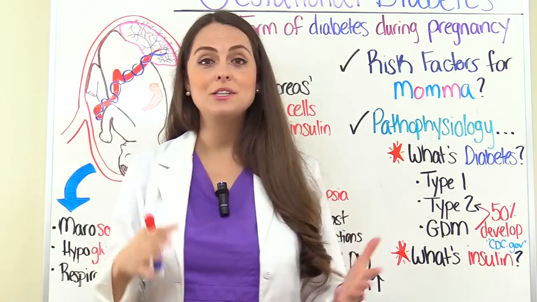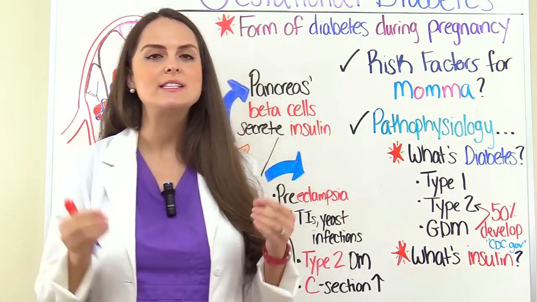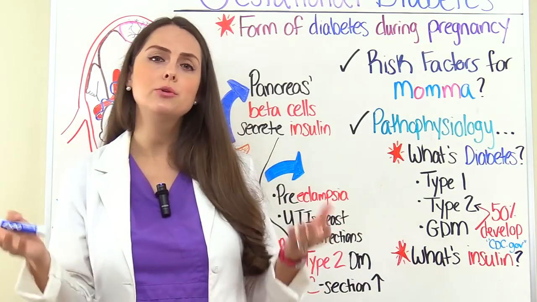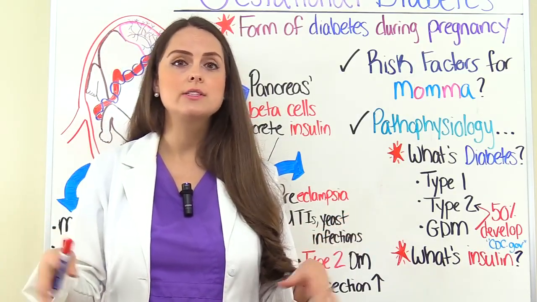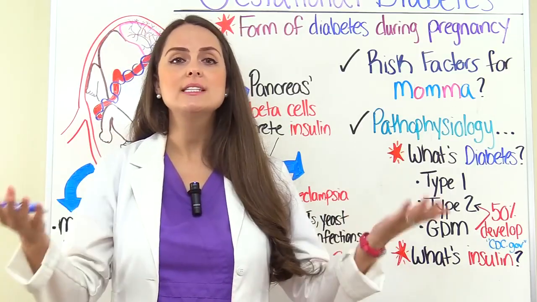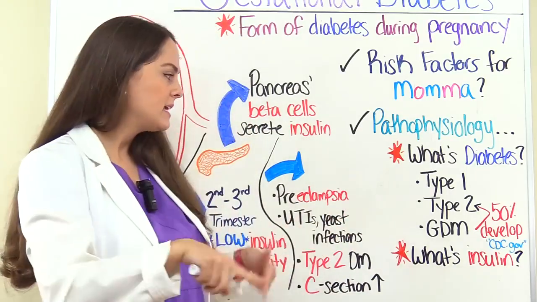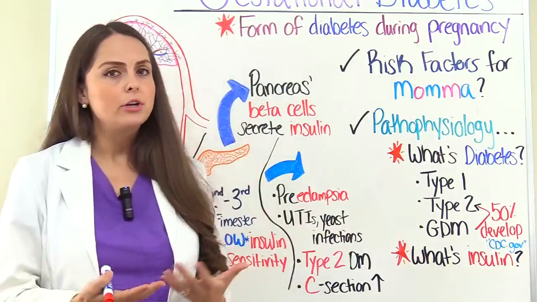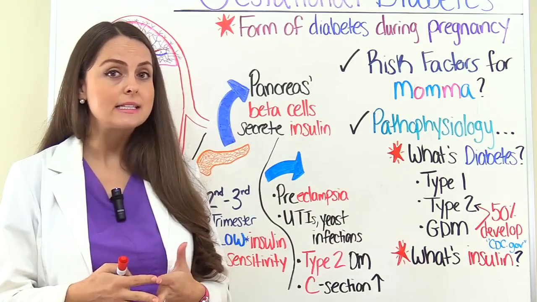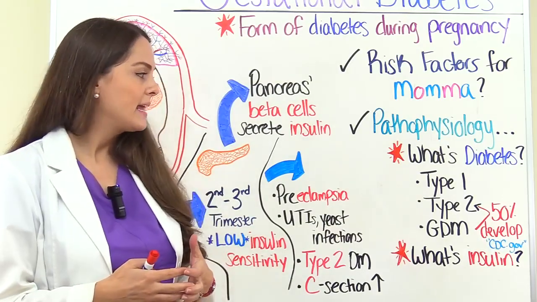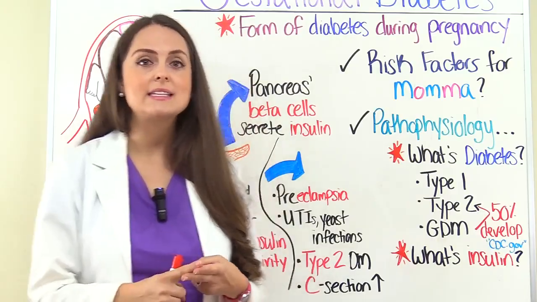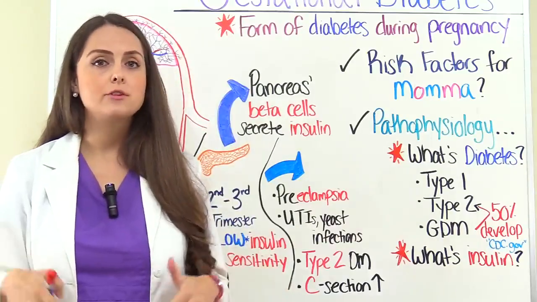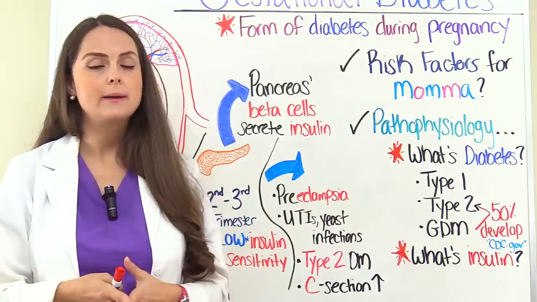Then we have type 2 diabetes, and this is an insulin resistant issue. The cells just really aren't receptive to that insulin, so they don't take in the glucose, and the glucose stays in the blood, causing hyperglycemia. Then we have gestational diabetes, and this is very similar to type 2 diabetes. There's an insulin resistance issue, and it occurs during pregnancy, during that second to third trimester. However, it tends to disappear after birth, once that baby has left mama's body.